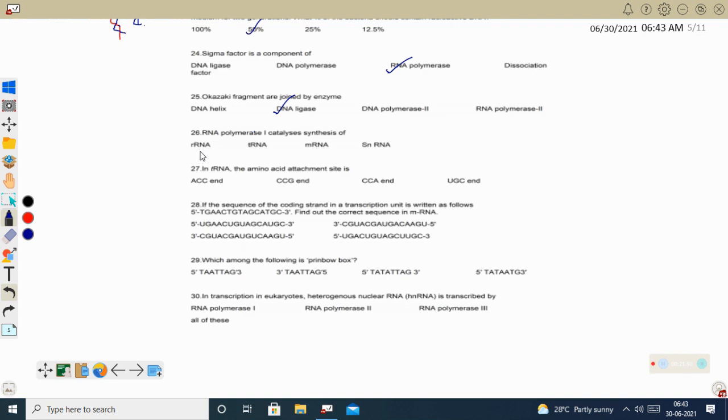What is snRNA? Small nuclear RNA. Actually small nuclear RNA takes part in the splicing mechanism of hnRNA to convert it to mRNA. So here the correct option is rRNA.